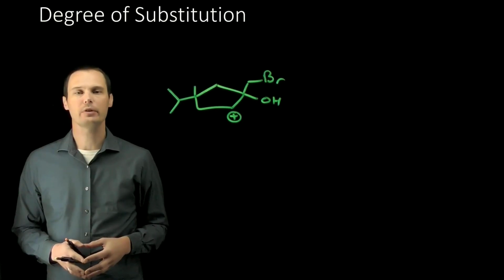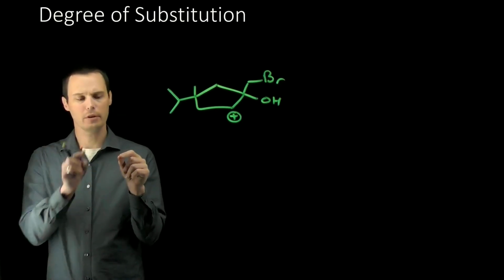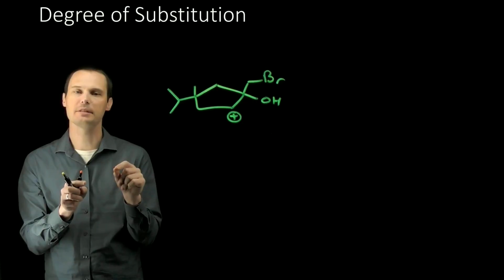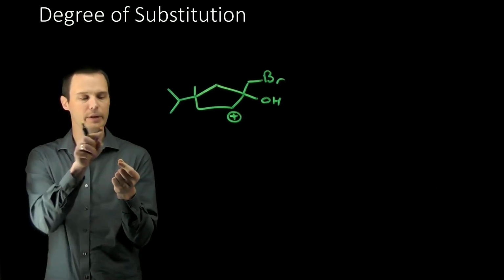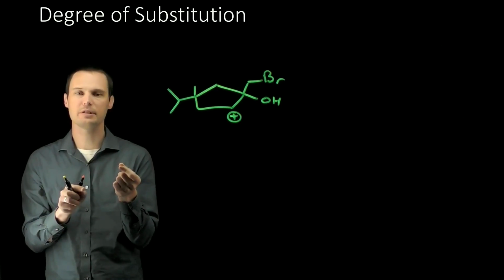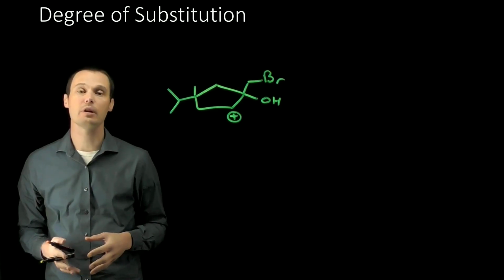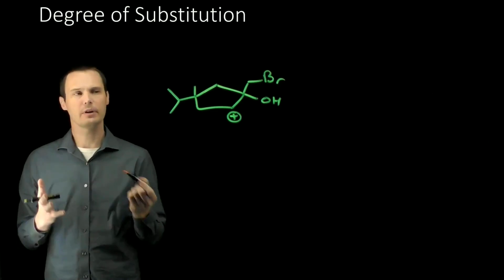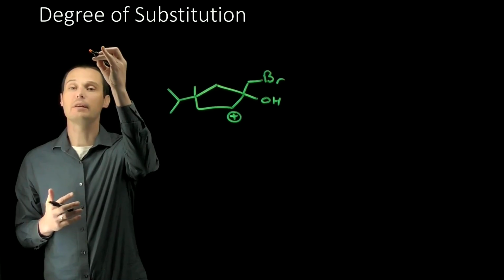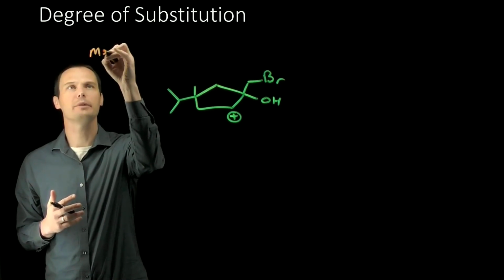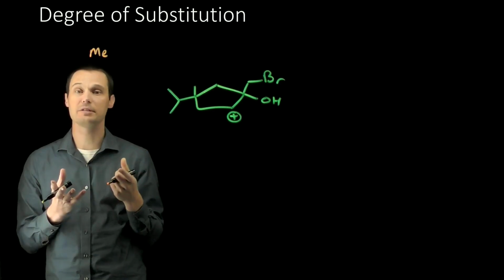The degree of substitution of a carbon atom is the number of other carbon atoms to which that carbon atom is attached. So we consider a carbon atom and we count up the number of other carbon atoms to which it's attached, and that tells us the degree of substitution of that carbon atom. We can have different kinds of degrees of substitution. The least substituted kind of carbon would be a methyl carbon. That would be a carbon that's attached to 0 other carbon.